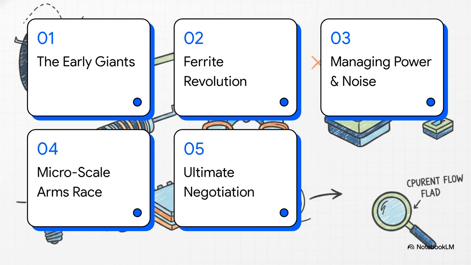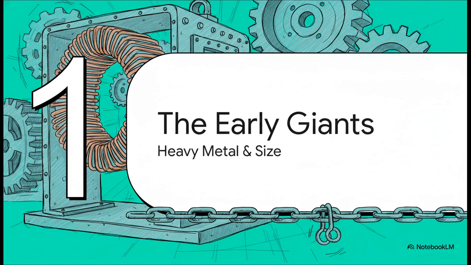Basically, we're going to trace the lineage from massive, room-sized coils all the way down to microscopic traces etched directly into circuit boards and see how engineers constantly had to trade one massive problem for another. So, let's kick things off at the very beginning. Section 1. The early giants. This is where massive components literally fought against basic physical limitations using nothing but sheer size and heavy metal.